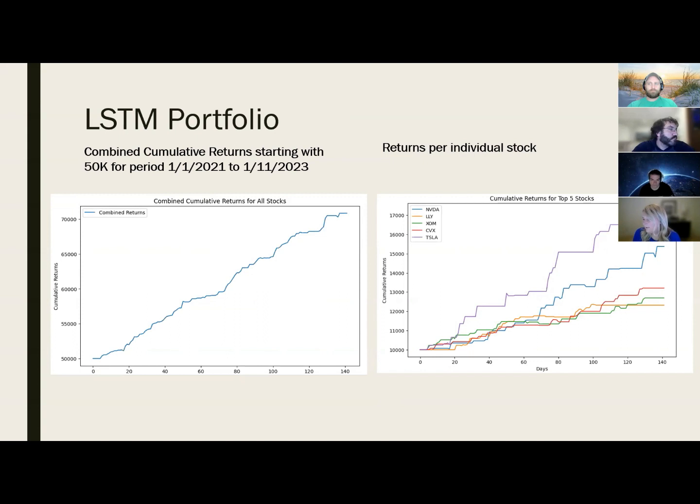By contrast, the LSTM model only, without the DRL, for the same stocks and same time period, produced about $22,000 in profits in this portfolio. So clearly, there's a lot of work to be done to get the DRL working the way that we need it to. In the next slide, we'll go over some of these suggestions.